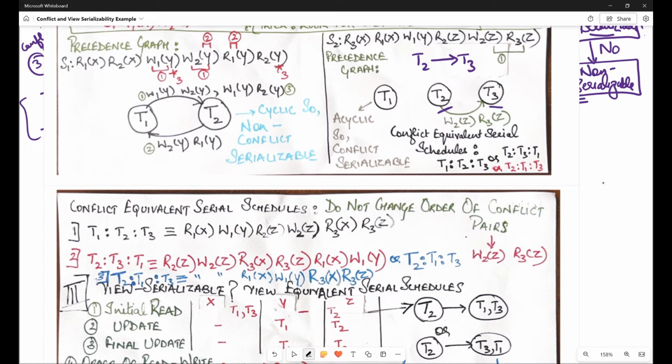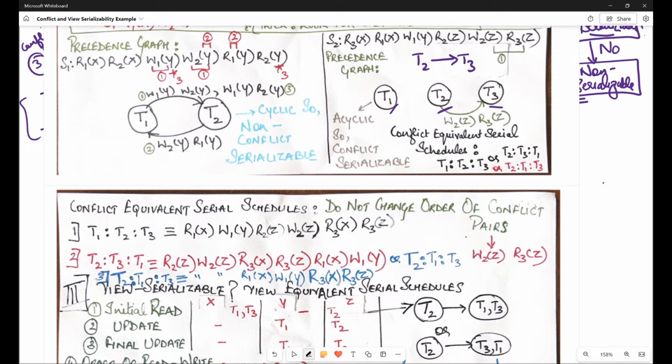I can either say T1 will occur first and then T2, T3. Then I can say T2 will occur first, then T3 and then T1. Or I can say T2 will occur first and then T1 and then T3. So three combinations, because there was no restriction on T1. So there are three conflict equivalent serial schedules.